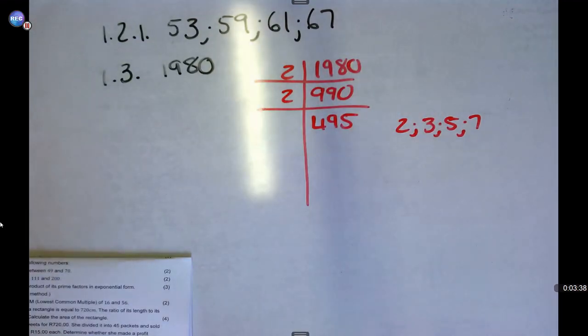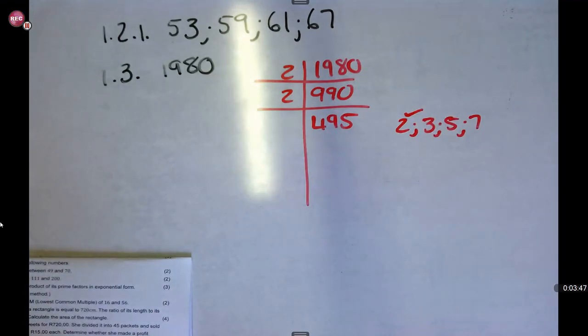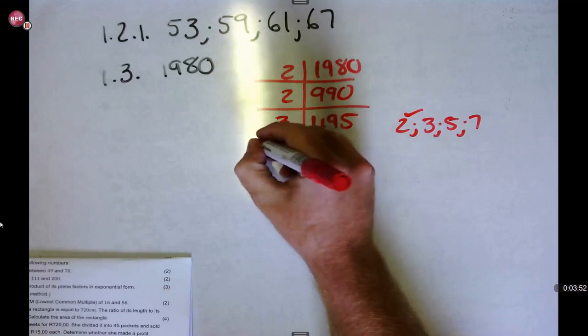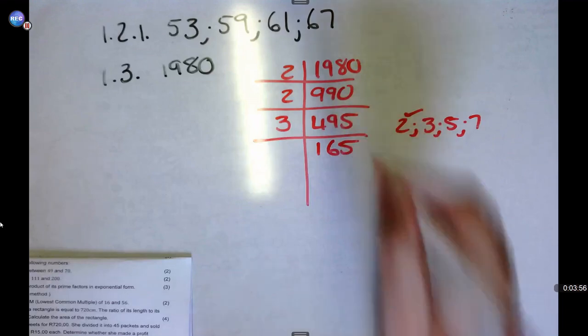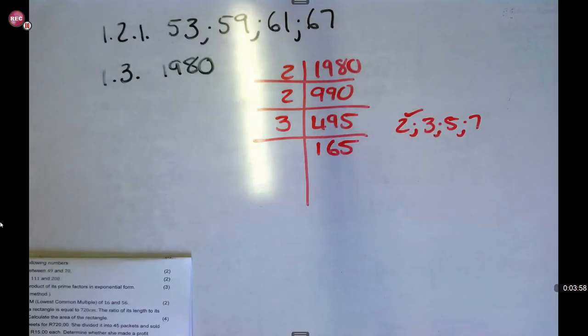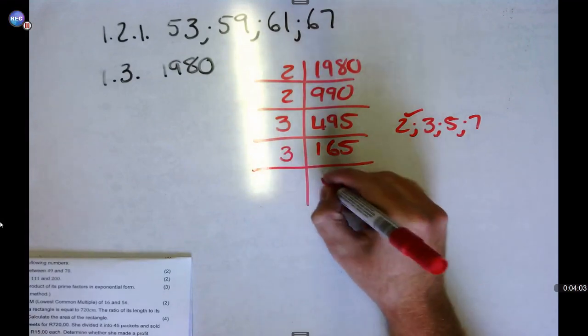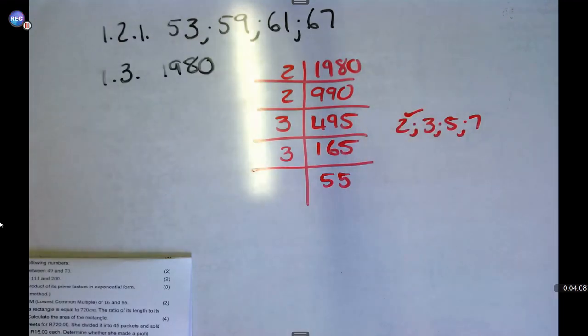Now 495 cannot be divided by 2 because it's going to give you a decimal answer. So we've used the 2, so now we go to the 3. So 495 divided by 3, which is the next prime number, gives us an answer of 165. Now 165 divided by 3 will obviously work, because it will give you an answer of 55. But 3 cannot go into 55 evenly, but you can check. Yes, it does not go in evenly.